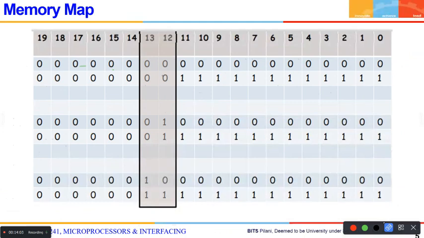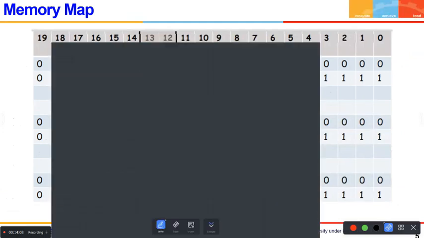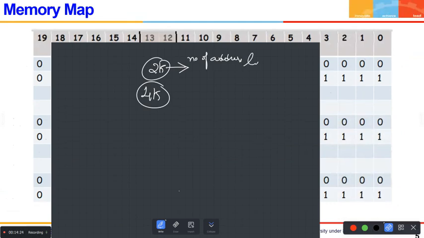Now, see here, in this memory, you are having 2K chips, right? You are having 2K chips, you are having 4K chips. So can you tell me how many address lines are required for this particular memory chip? You require 11 address lines, right? That means the 11 address lines out of A19 to A0 will go directly to the 2K chips.